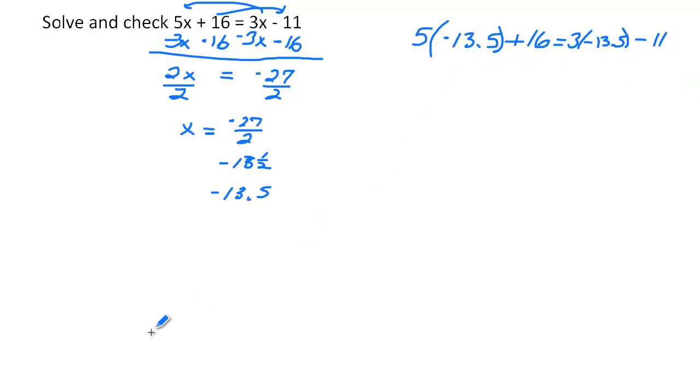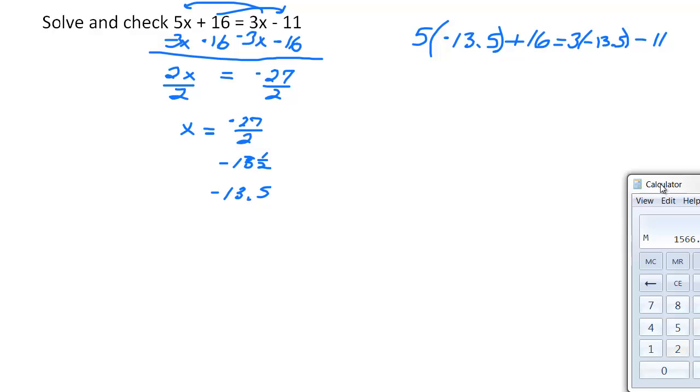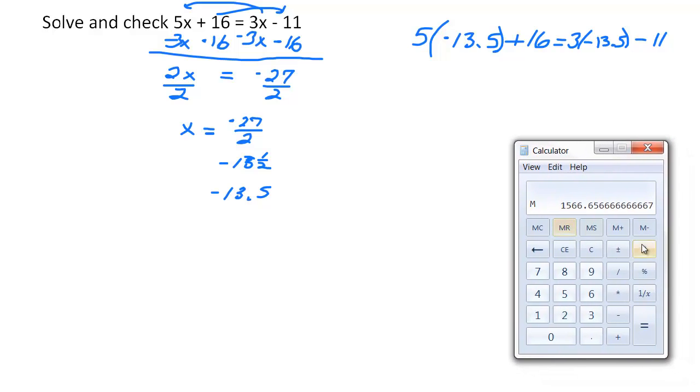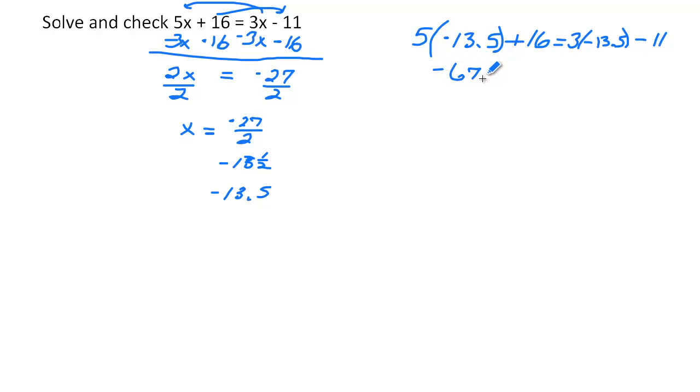Order of operations says to multiply first. So 5 times 13.5 with a negative sign in front, plus 16, so negative 67.5 plus 16 will get us a negative 51.5.